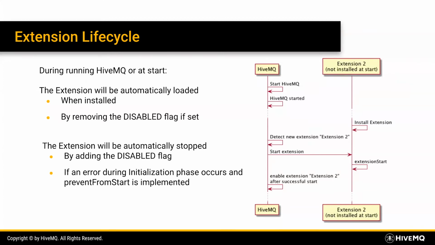If you want to stop an extension, it is really recommended to do this by adding the disabled flag first and maybe removing it later. An extension can also be stopped programmatically. For example, if you implement in your extension start phase, in your error handling, the prevent from start method, then if any error occurs during the extension start, the extension will be disabled. In this case, this disabled flag will also be created, and the same mechanism is working.